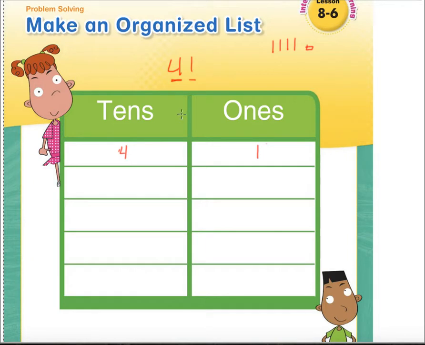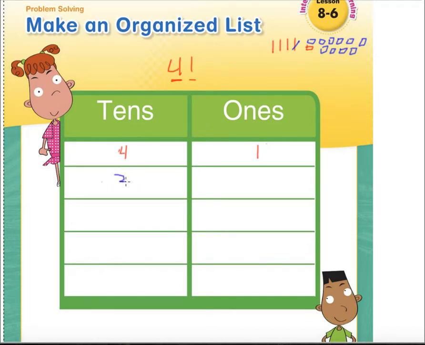But now we need another way to make 41. And what we could do is break one of these 10 rods. We're going to put a line through it and we're going to break it into 10, right? 1, 2, 3, 4, 5, 6, 7, 8, 9, and 10.